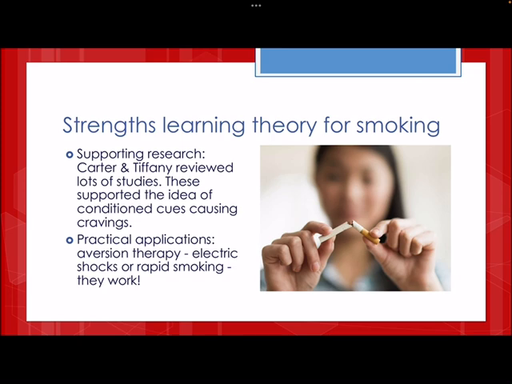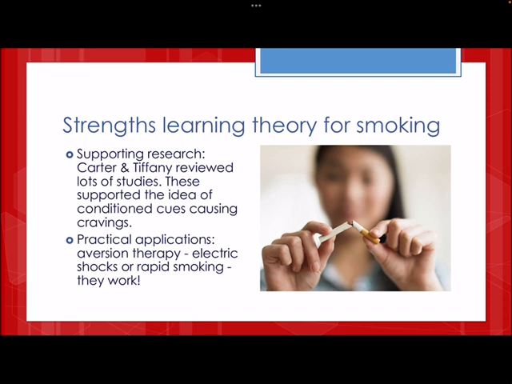Firstly, it's been supported by a meta-analysis by Carter and Tiffany, where they reviewed lots of studies where basically people were exposed to their conditioned cues and it caused craving. They measured that scientifically, for example, by rating their level of craving beforehand and afterwards. So you could see the way in which the conditioned cues were causing cravings.